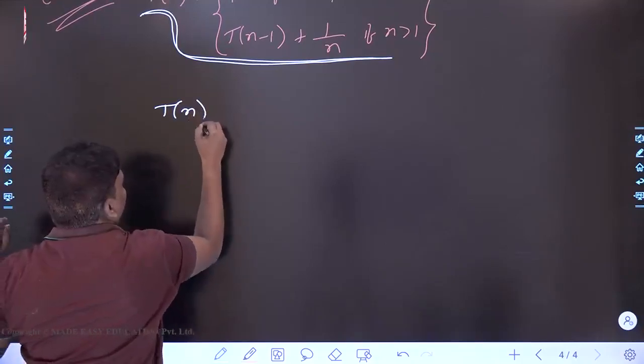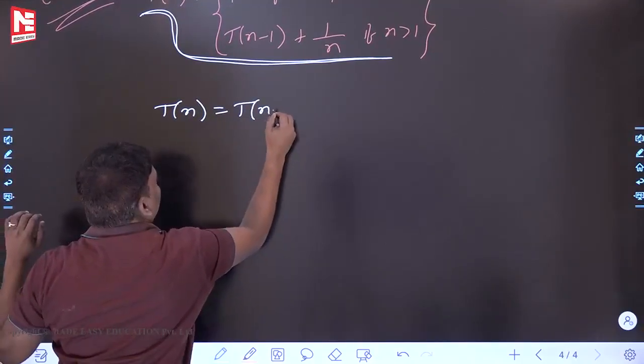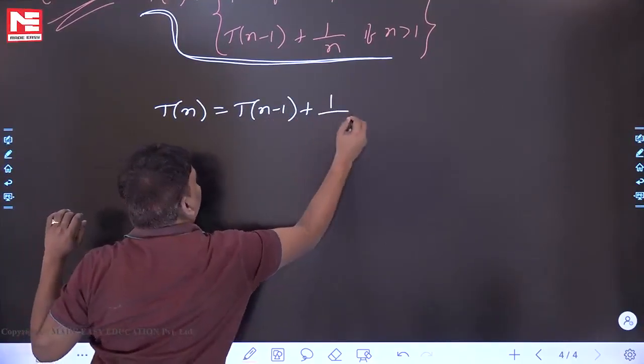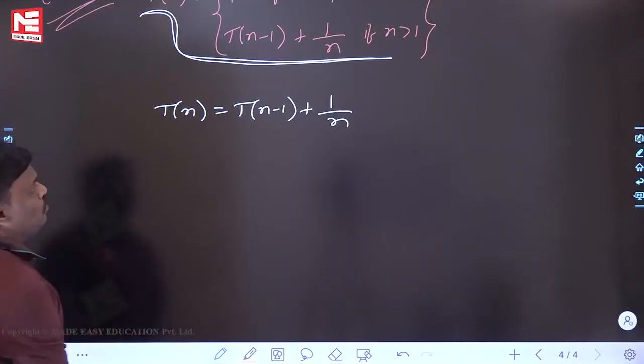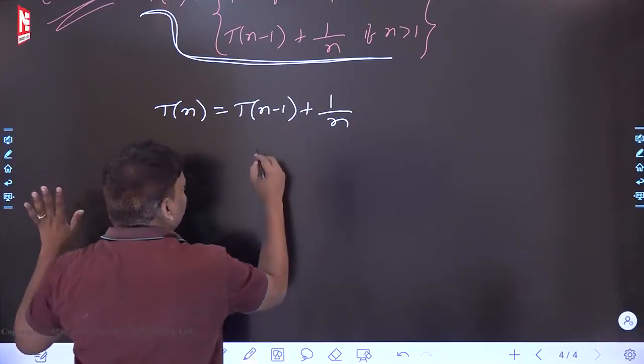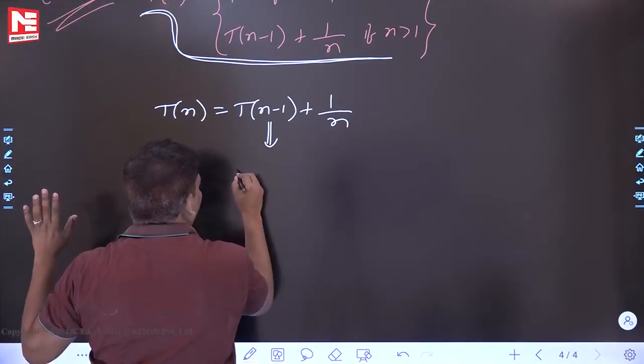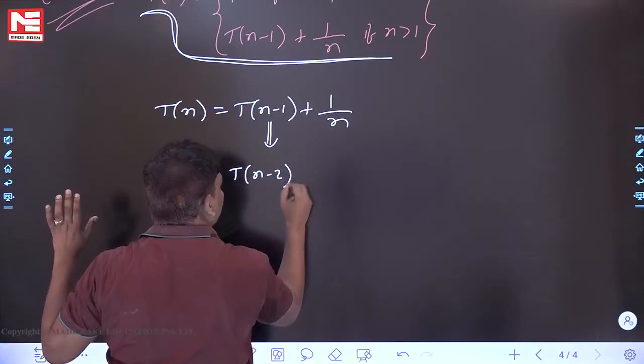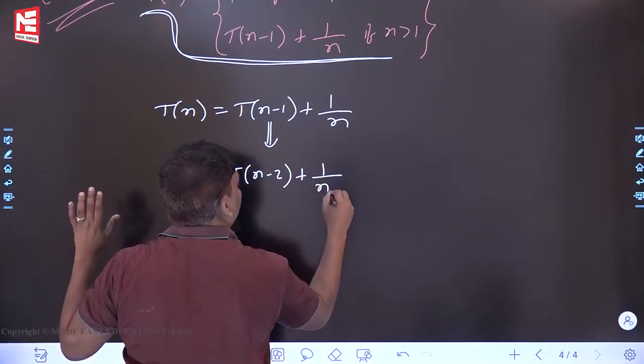Tn is equal to, what is the answer? T(n minus 1) plus 1 by n. I think one time substitution is over. Let's substitute a second time. What is the answer? T(n minus 2) plus 1 by (n minus 1).